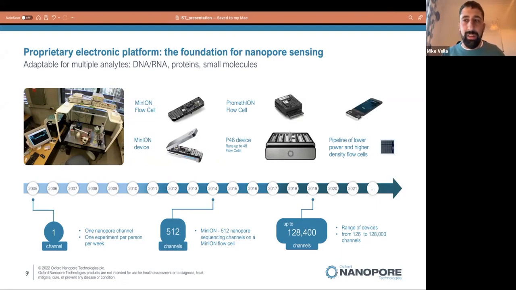And it's an inherently quite straightforward technology to scale, because the fundamental building block is a chip known as a flow cell with a few thousand of these pores on it, and you can put either one of these in a sequencer or put lots of them in a sequencer.